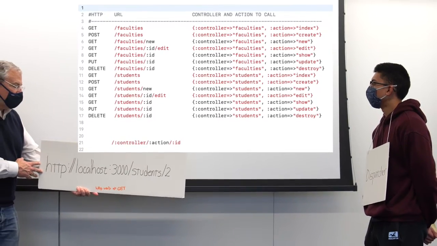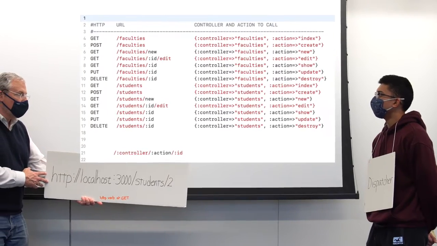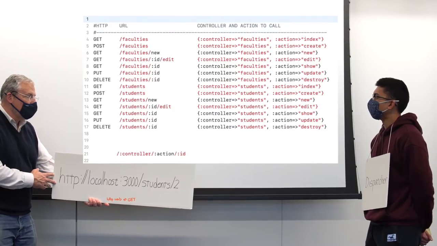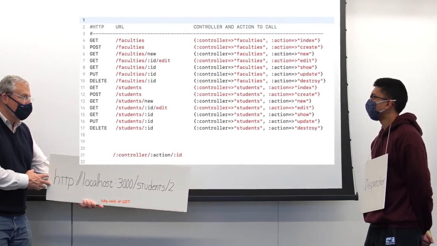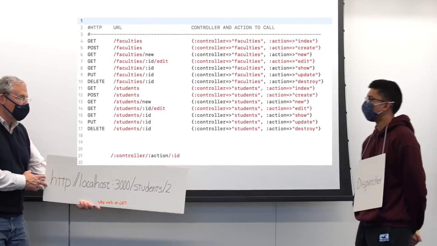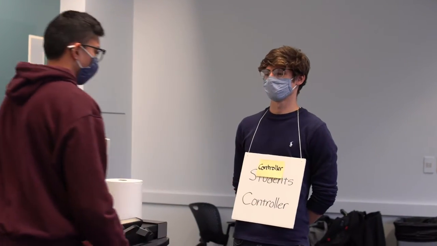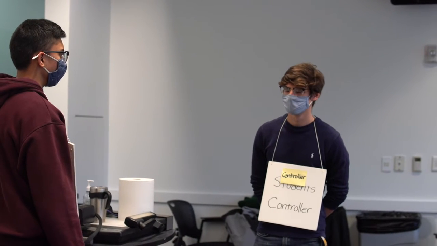Let's see. What can I do with students with an ID of 2? Looks like I can do lines 15, 16, or 17. But I know my verb is get, so it looks like line 15. I will go to the student's controller and do the show action. You are the controller. Perform a show request for student ID 2.